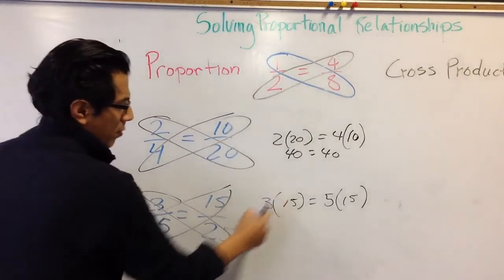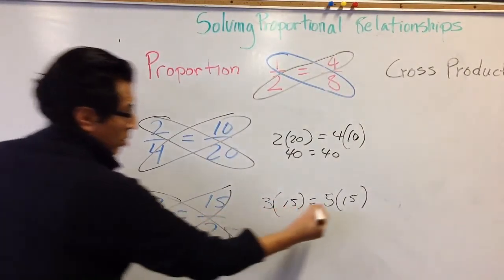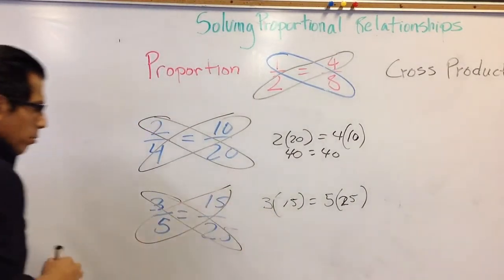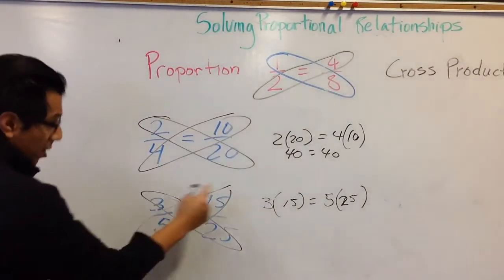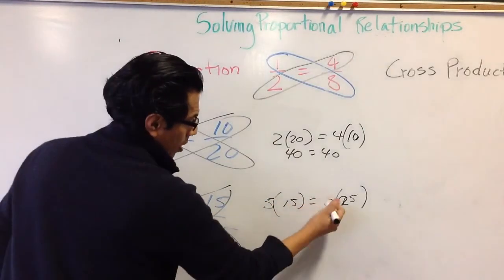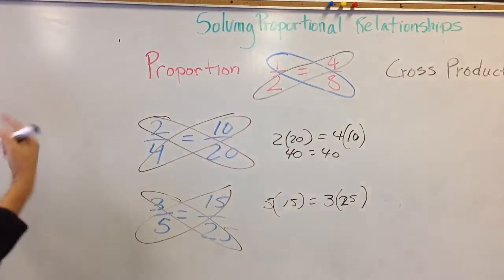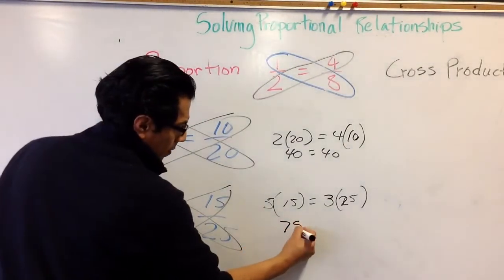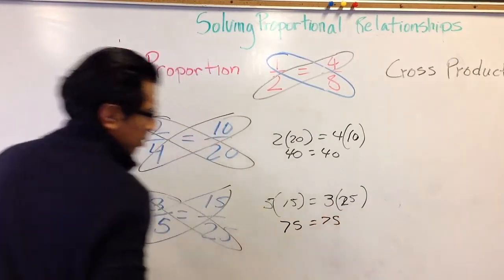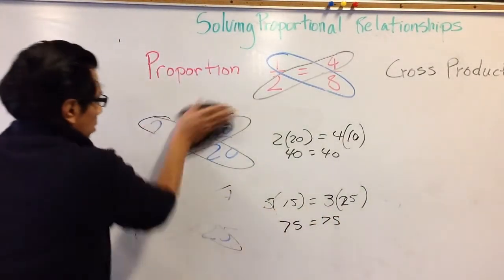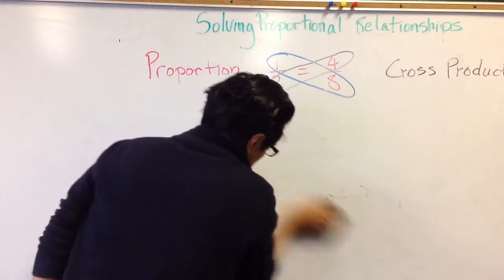I made a mistake. See that silly mistake? Well, wait, what do we do wrong here? 5 times 15, sorry, and 3 times 25. There we go. See? Let that be a lesson. It's really easy to mess that up. All right. So what's that? 75 equals 75. Nice.